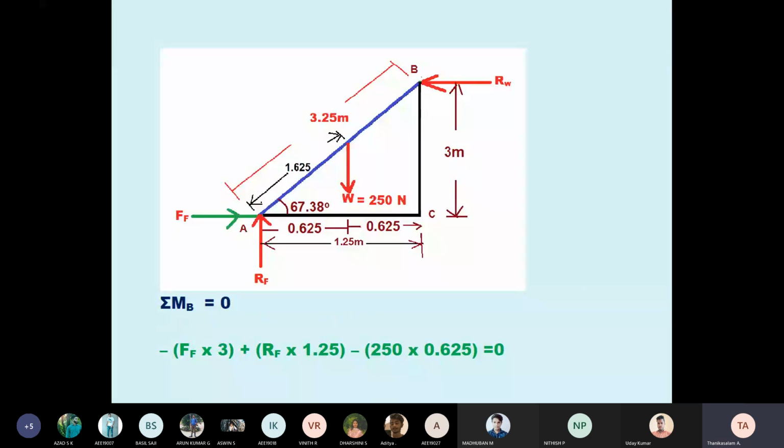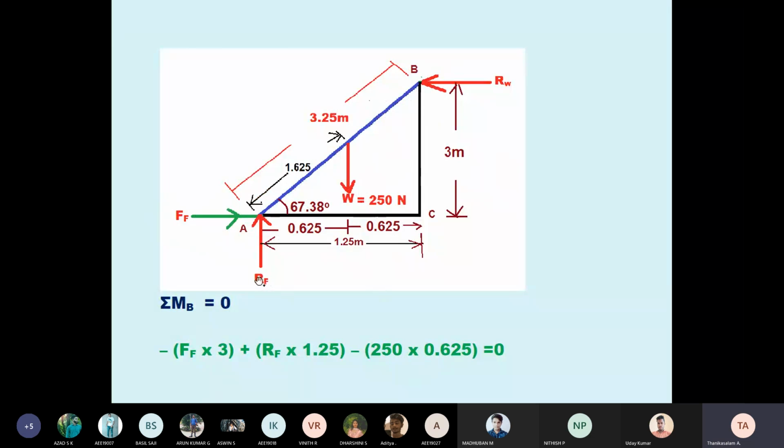Here you have confusion. What doubt do you have? How to take a moment? Why am I taking moment with respect to point B? Because we want FF. See here, the reference point can be A or B, you can choose A or B. Here I'm choosing point B. Why? Because I'm taking moment with respect to B, and also I want to find the FF value. Therefore, with respect to B, always see the horizontal distance. See, 250 here. But what is the horizontal distance? 0.625, perpendicular. So W into 0.625, anti-clockwise. That is 250 into 0.625.